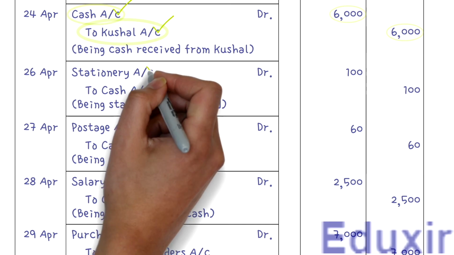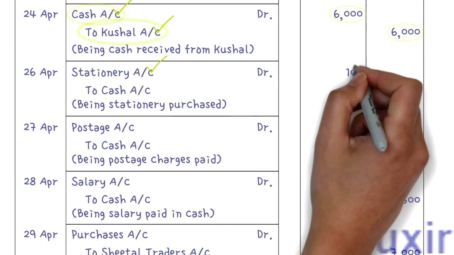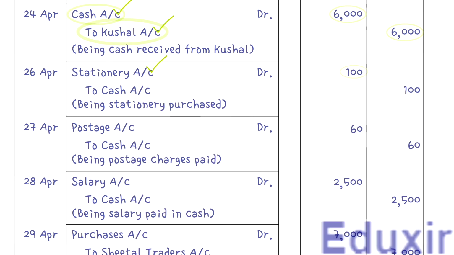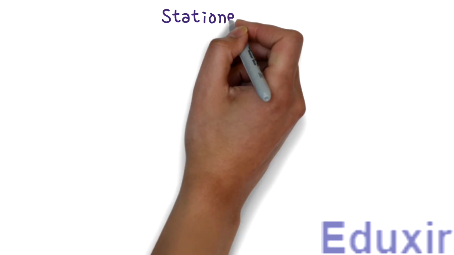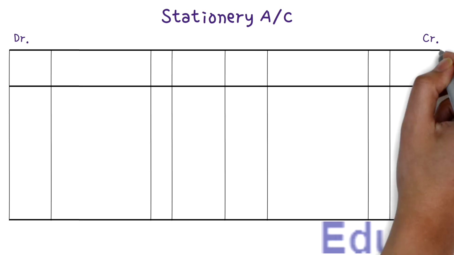As the name suggests, it needs to be posted on the debit side of stationery account and the debit amount is 100 rupees. Note that the details that need to be posted into the particulars column is cash account. For posting this entry, we need to create a ledger account for stationery as it is not yet created. Let us first write the title as stationery account. Let us have the ledger account format with all the headers.